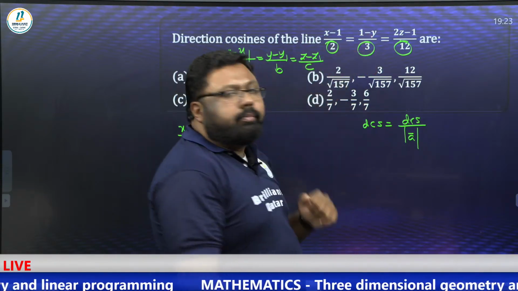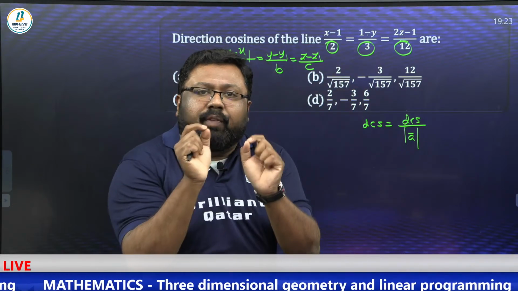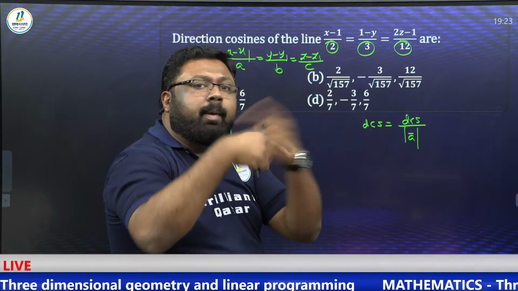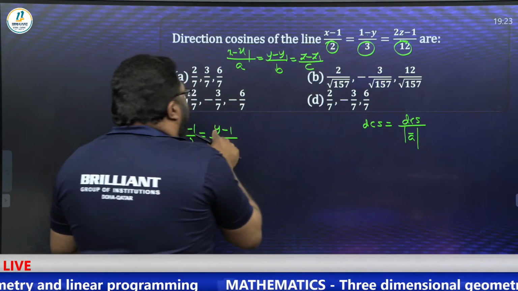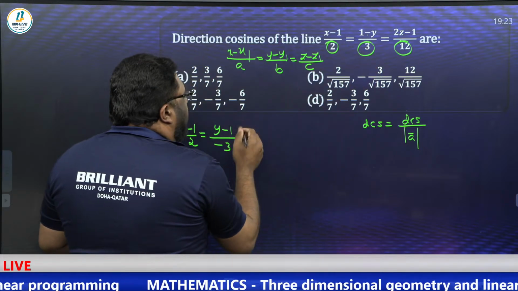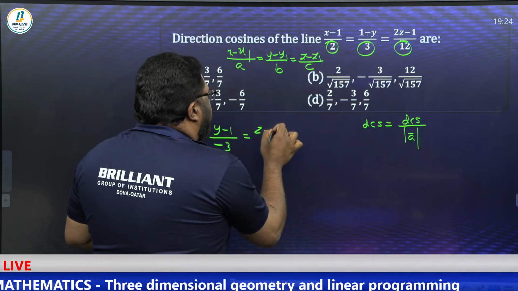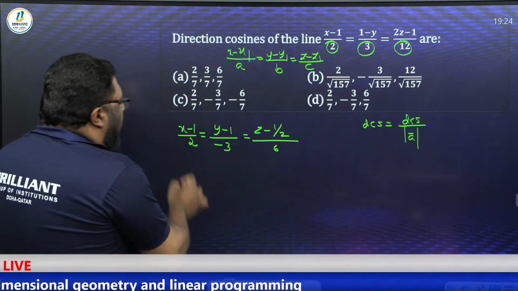It is minus 1. Look at the coefficient of the y term here, it is minus 1. So you divide minus 1 in the numerator and denominator, it will become correct. So 1 will become minus 1, minus y will become y, and 3 will become minus 3. So here I will divide with 2, z minus half by 6. Now I got my DRs.